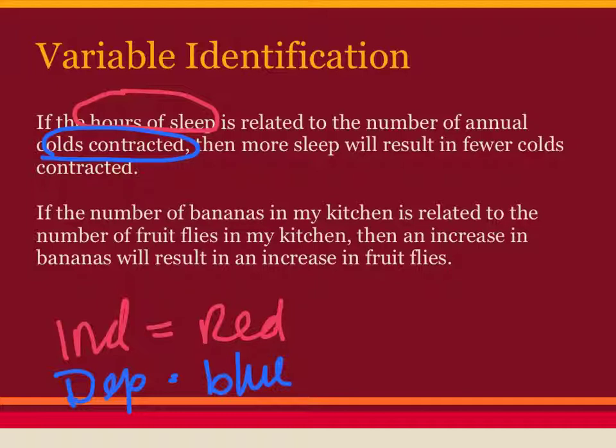Let's take a look at the second hypothesis. If the number of bananas in my kitchen is related to the number of fruit flies in my kitchen, then an increase in bananas will result in an increase in fruit flies. So I can buy more bananas, or I don't have to buy any bananas. So I control the number of bananas, and the number of fruit flies depends on the number of bananas in my house. If there are no bananas, there are no fruit flies. So the number of bananas would be the independent variable.